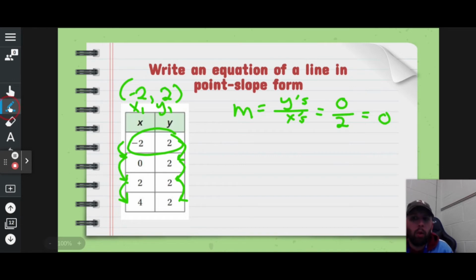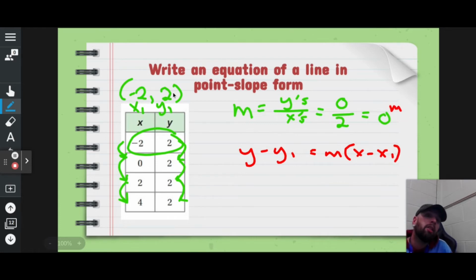Now remember, point slope form is the form y minus y sub 1 equals m times the quantity x minus x sub 1. There's my m. There's my x sub 1. There's my y sub 1. Just like a problem a couple minutes ago, I have an infinite amount of answers. I just happened to choose this point. I could have chosen each of those, and that would have been just fine. But I'm going to start plugging things in.